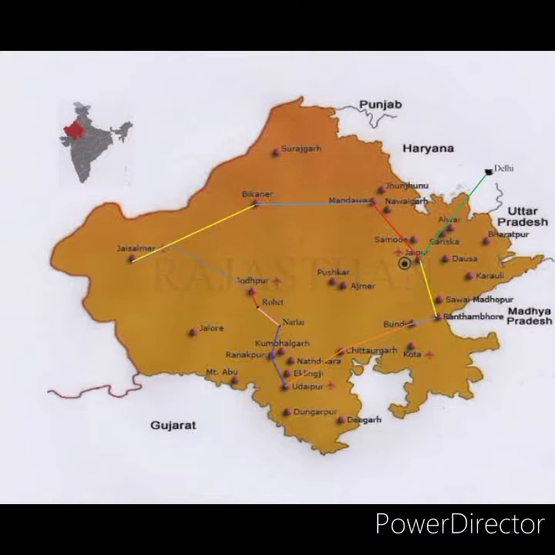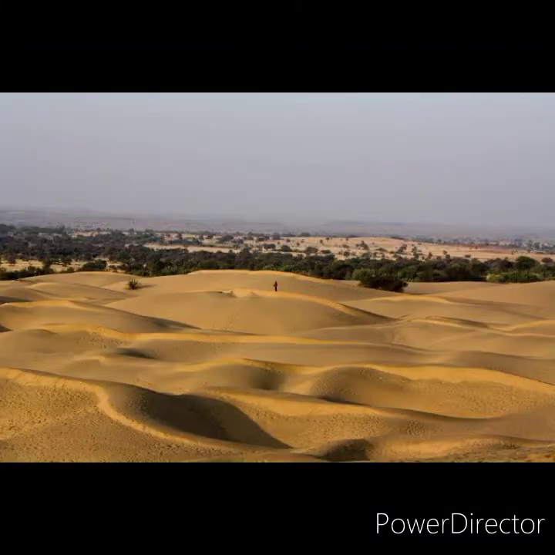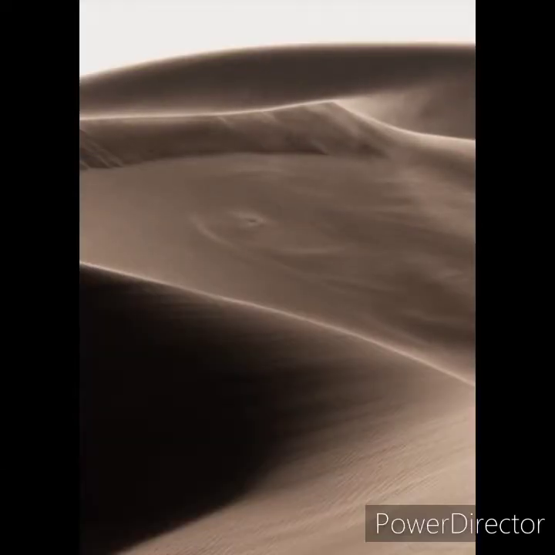Now, what is a desert, children? A desert is a vast area of flat land covered with sand, and it is also called the sandy plains. Small hills of sand are called sand dunes. When strong winds blow, these sand dunes tend to shift from one place to the other and form small hills.